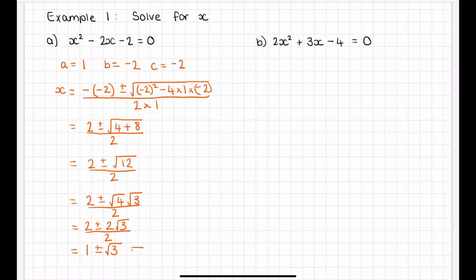And remember, if we wanted to, we can split it, so x would equal 1 plus root 3, or x would equal 1 minus root 3. So remember our two solutions.